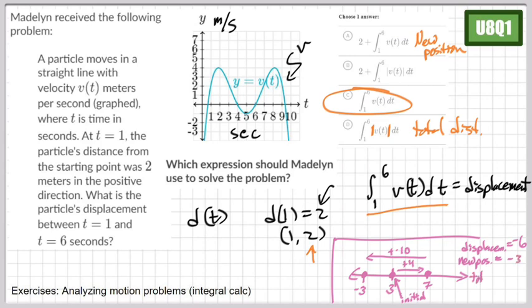What's the total distance? It is 14. So this one right here, the absolute values, would make the 10 positive and add those together to give you 14. The way you get the new position is you take the 3, and it would look like this: 3 plus, and then you add the displacement. That's how you get the new position.